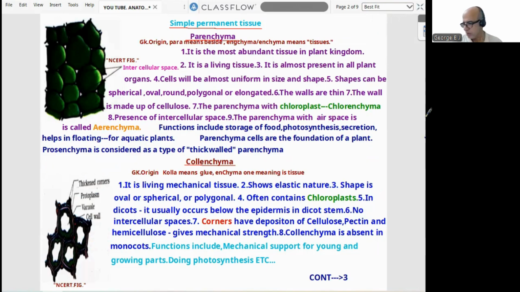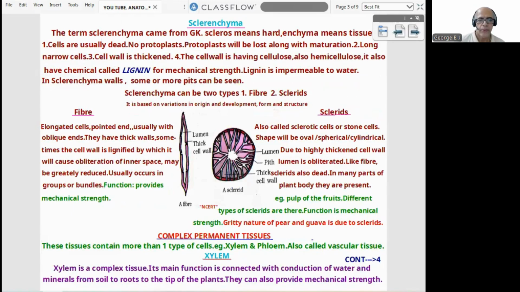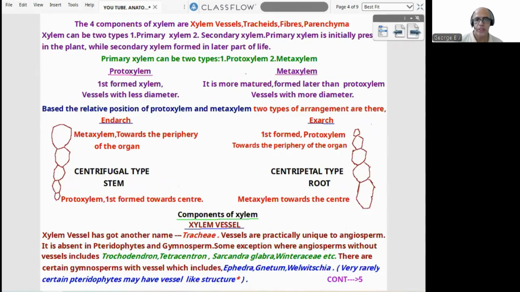Then we proceeded to sclerenchyma. Again the word meaning, how it came, features, and that it is dead. Then two types, fibers and sclereids, or sclerotic cells or stone cells, where they can be seen. Then complex permanent tissue, that is xylem. Why it is complex, what the components are: vessels, tracheids, fibers, parenchyma; then centrifugal, centripetal, endarch, exarch; then xylem vessel, again features, exceptions. After that tracheids, their features, then fibers and parenchyma as usual.